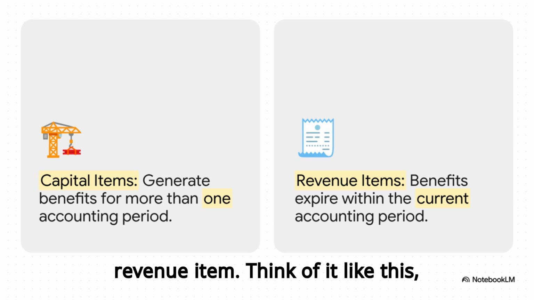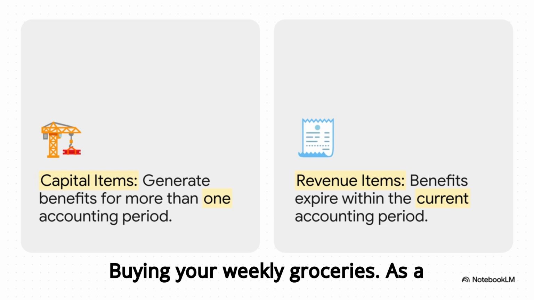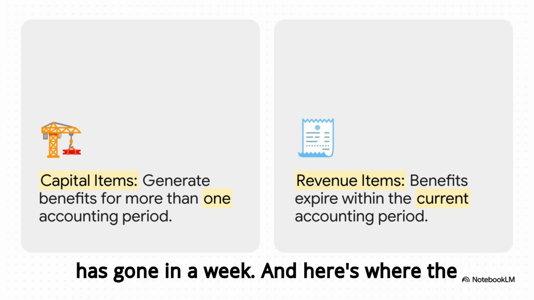Think of it like this. Buying a house is a capital transaction. Buying your weekly groceries is a revenue transaction. One lasts, the other is gone in a week.